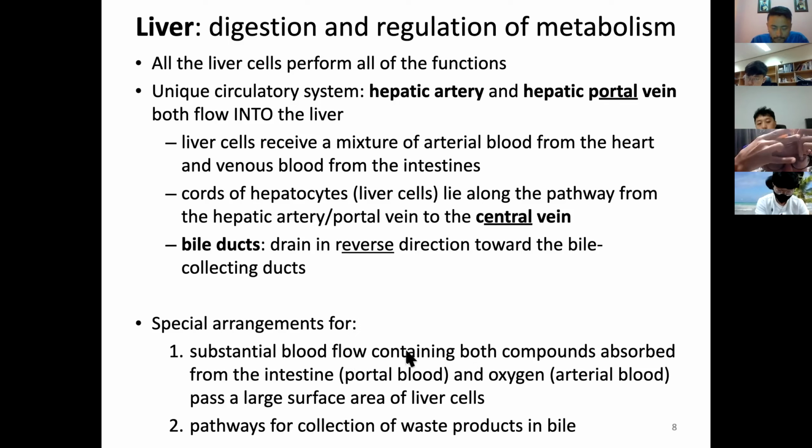So substantial blood containing both nutrients absorbed from the intestine, which come from portal blood through the portal vein, and oxygen from the hepatic artery, which is arterial blood, pass a huge surface area of liver cells. That's a special arrangement. And the other side is a pathway for collection of waste products and bile, which goes through this canaliculi structure and gets into the bile.